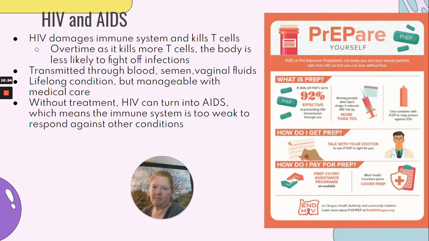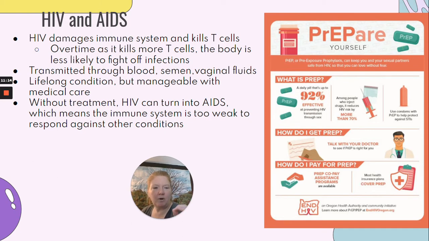Without treatment, HIV can turn into AIDS, acquired immunodeficiency syndrome, and that means the immune system is too weak to respond or fight off other conditions. So you might die from pneumonia if you have HIV which has progressed to AIDS, because your immune system is unable to fight it off.